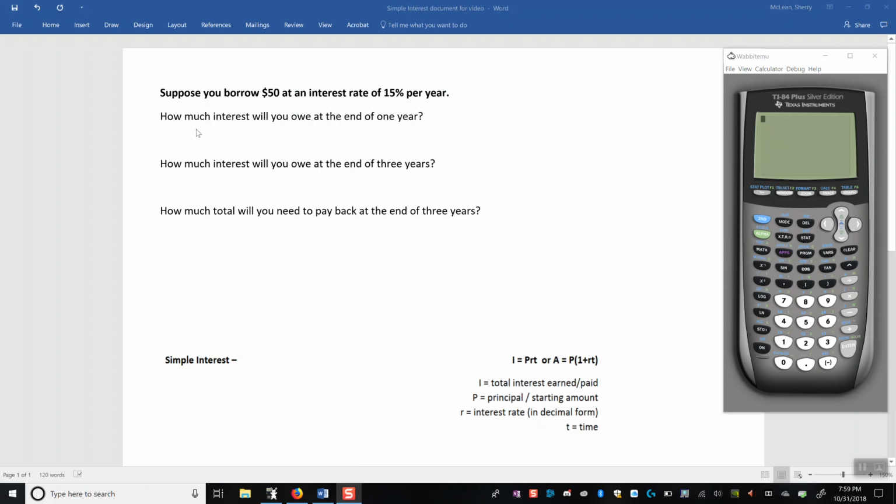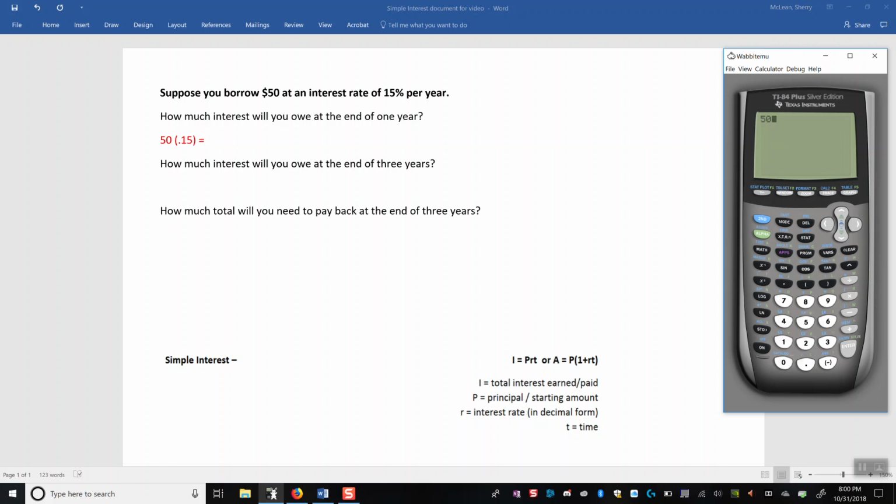Suppose you borrow $50 at an interest rate of 15% per year. How much interest will you owe at the end of 1 year? This is probably the type of problem that you first were introduced to when you were learning about percentages. If you were starting with $50 and you wanted to earn an interest rate of 15% per year, we needed to multiply that by 15% written as a decimal, so multiplied by 0.15, and that would get us the amount of interest that we would owe after 1 year.